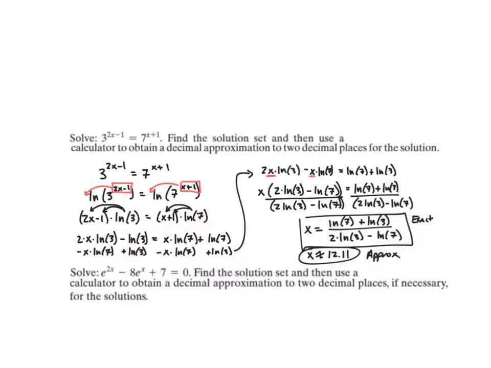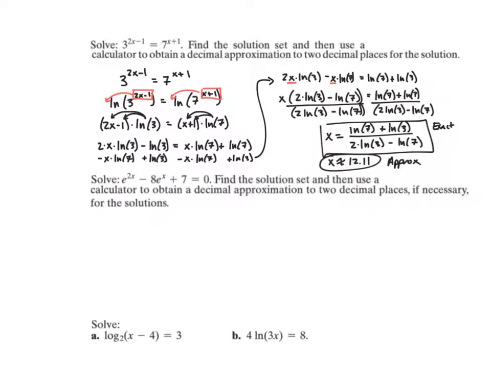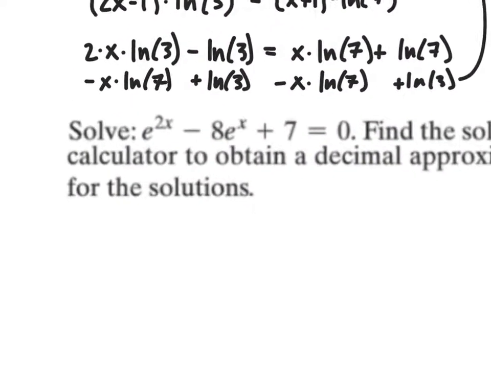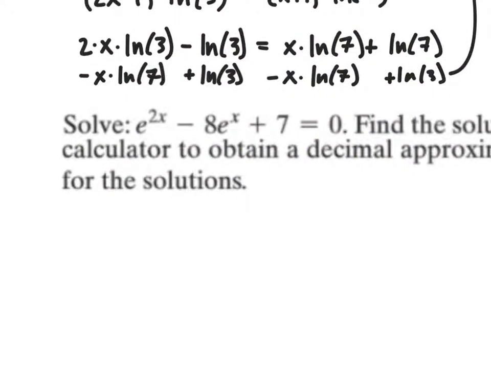That one you'd want to practice and put yourself through those types of scenarios, okay? All right, on the next one, we want to solve this equation, e to the 2x minus 8 times e to the x plus 7 equals 0. Wait a minute, this looks like a quadratic.